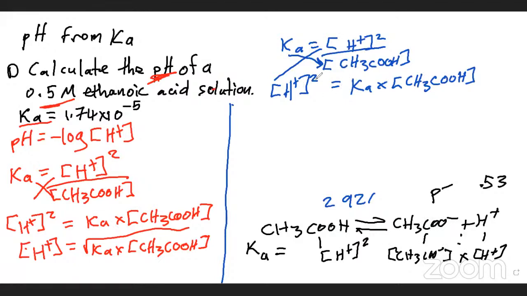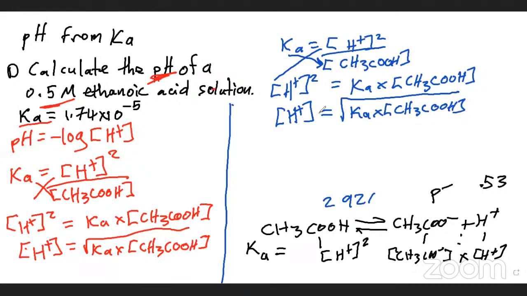Once you do that, we need to get rid of the square. To get rid of the square, we square root the other side of the equal sign. And in the next step, we will have H plus instead of H plus squared. So H plus will now be equal to the square root of Ka times whichever acid you are going to use. So that's what happened. You just bring the H to one side, the Ka to the next side, get rid of the square, and square root the other side of the equal sign. All right.